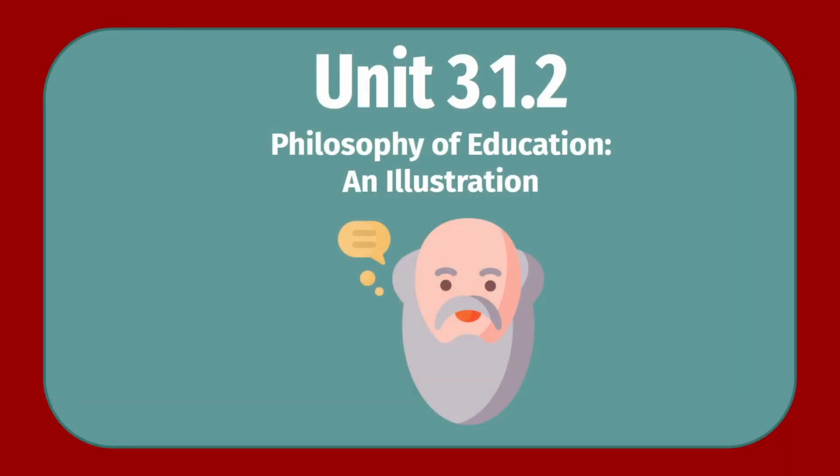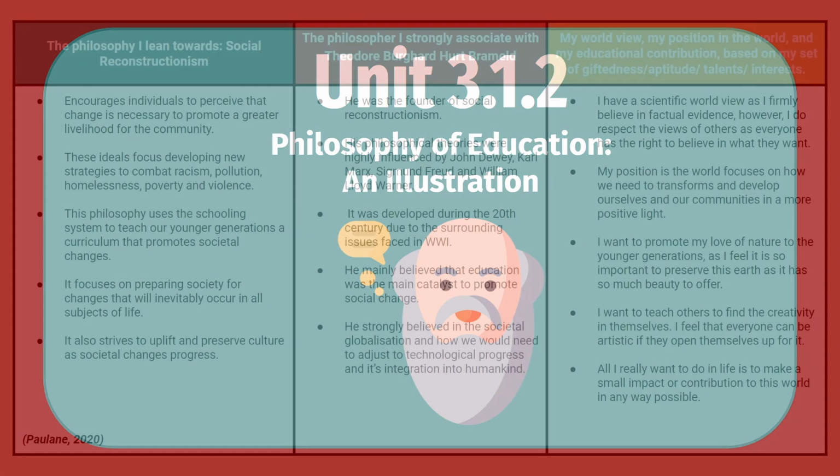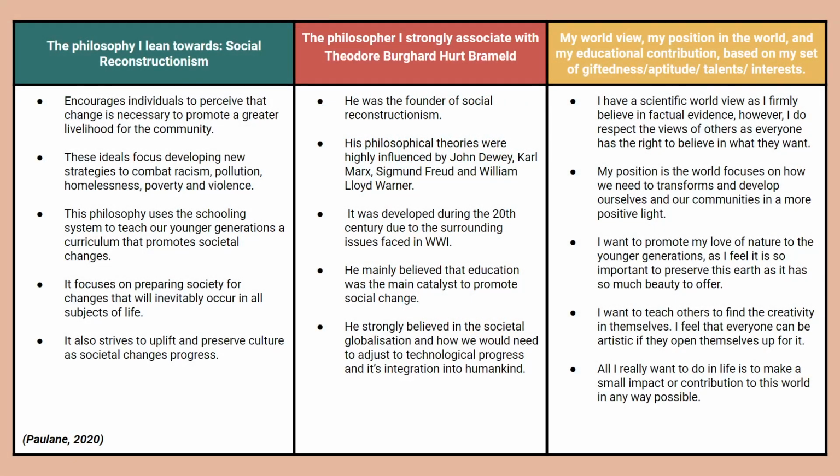Next, we have Unit 3.1.2, which depicts a tabulated illustration of a chosen philosophy and how it relates to education. This table will represent the philosophy I lean towards, the philosopher I'm most strongly associated with, and how I see the world. The philosophy I lean most towards would be constructionism, as it provokes perceptual change in individuals by encouraging them to perceive change as a necessary mind state.